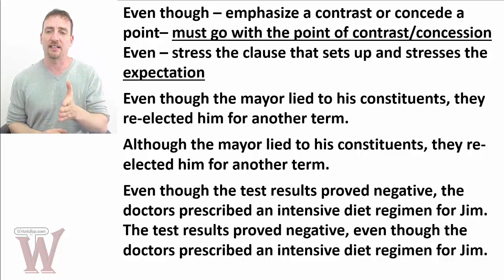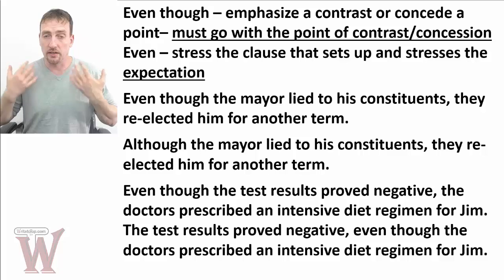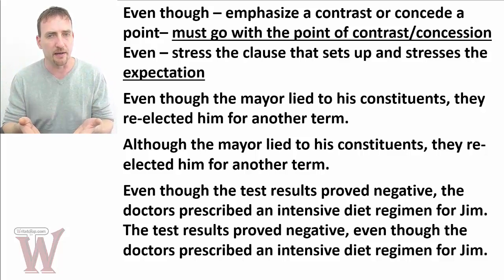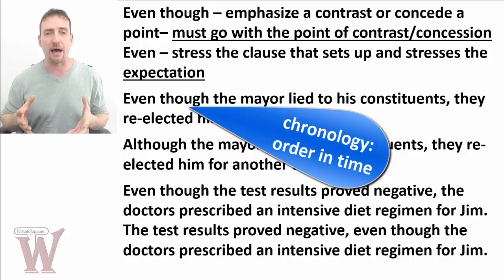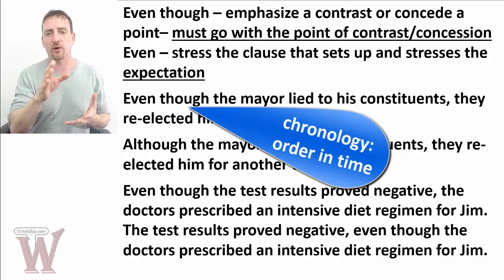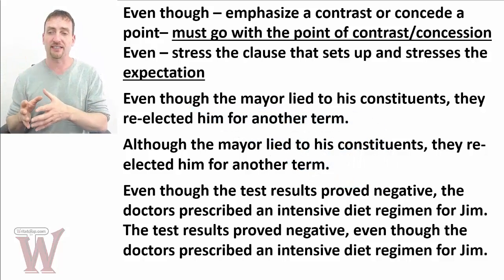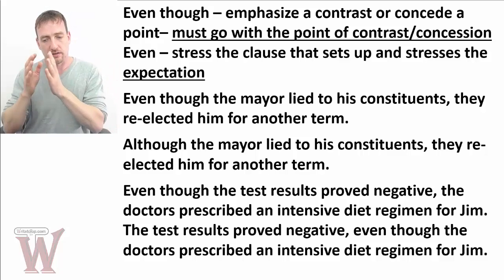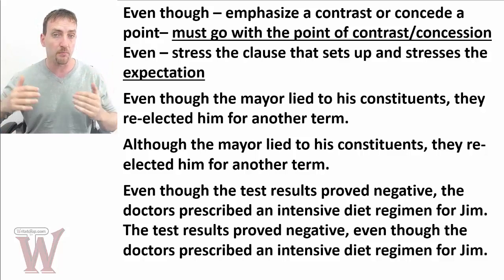Okay? Now, if I say the mayor lied to his constituents, even though they re-elected him, it means first they re-elected him. So the expectation is he should be nice to them. But no, he lied to them anyway. So there's still the idea of anyway, but I'm focusing on the second part. There's a bit of a sense of chronology, which action happened first. So if I put even though with lied, he lied first, they re-elected second. If I say even though with re-elected, they re-elected first, he lied second. So there's also an idea of chronology, of time order.